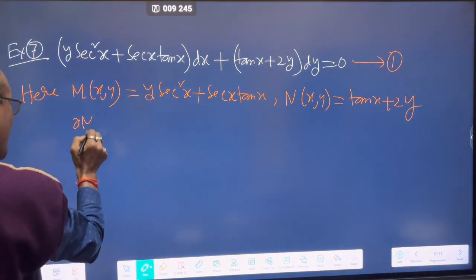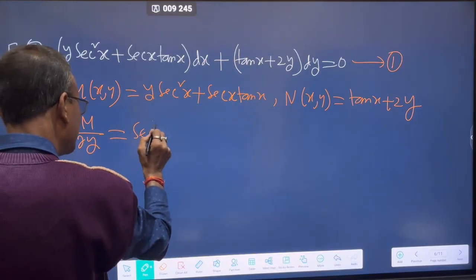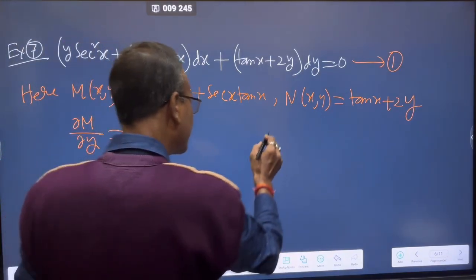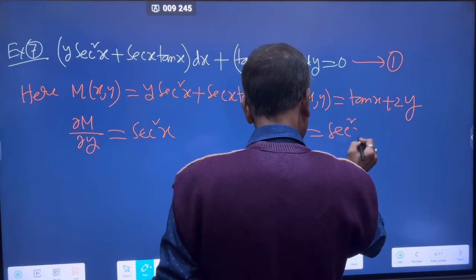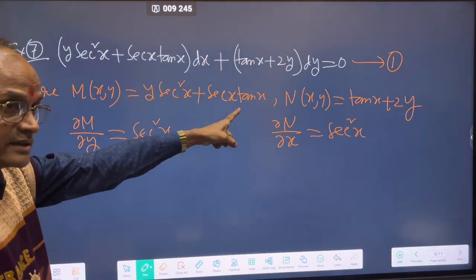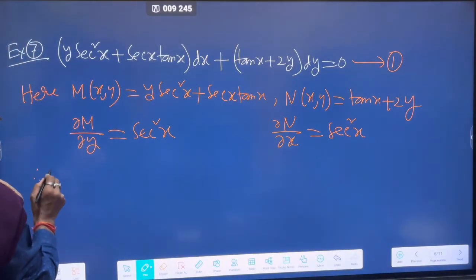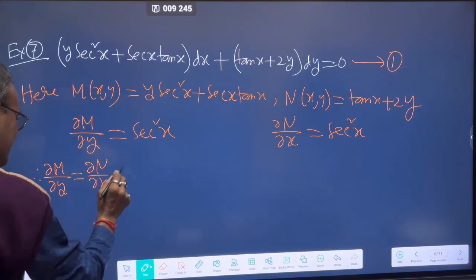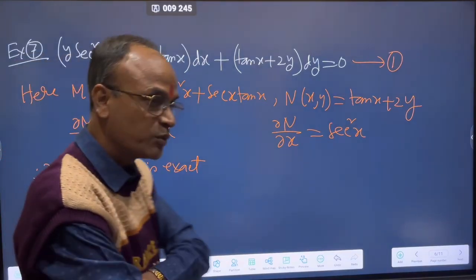del M by del y, with respect to y treating x as constant, y sec square x gives sec square x, and sec x tan x gives 0. And del N by del x will be equal to sec square x, and twice y gives 0. Therefore, del M by del y equals del N by del x. Therefore, 1 is exact.